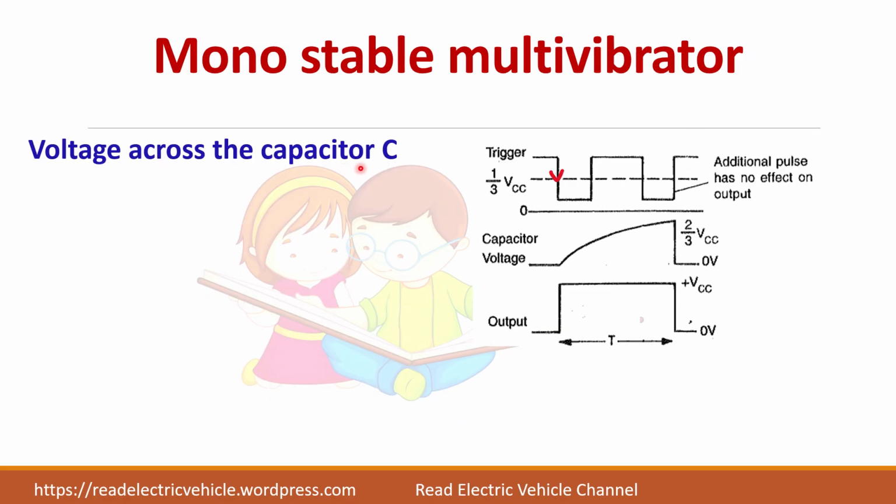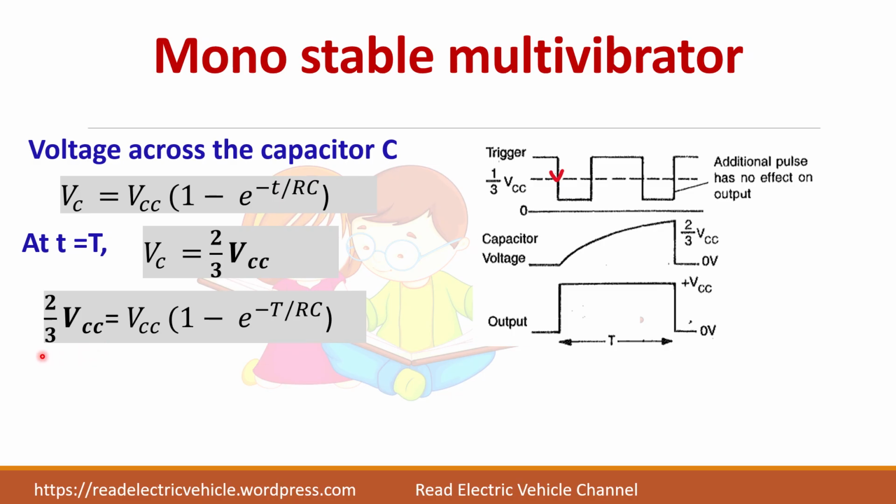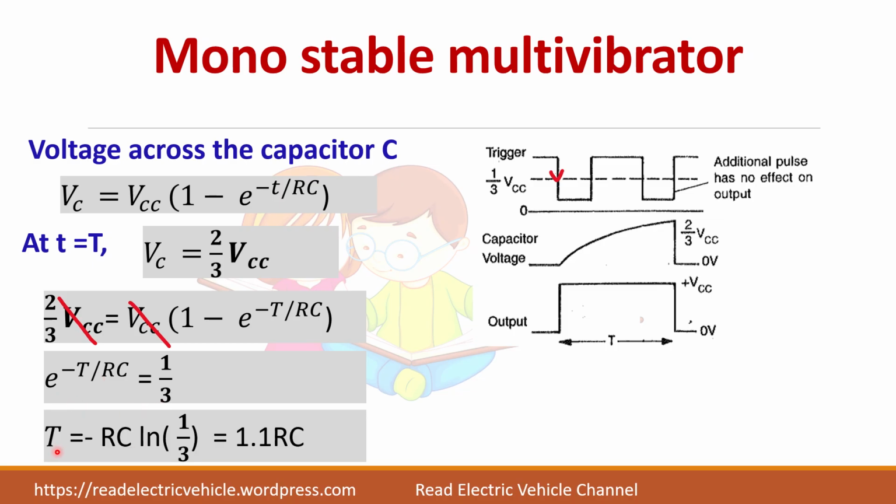Now we will derive the equation for the capacitor. The capacitor equation is given by Vc is equal to Vcc into (1 minus e power minus t by RC). So at t equal to T, at this point, what is the capacitor value? 2/3 VCC. So let us substitute Vc is equal to 2/3 VCC. So 2/3 VCC is equal to this one, where t is capital T. Let us simplify this one. If you simplify this one, you will get T is equal to 1.11 RC.